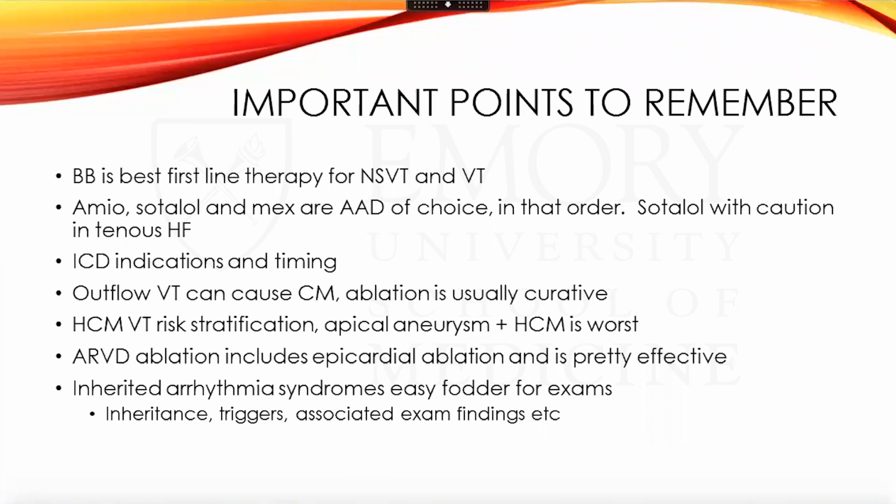Now, that doesn't mean you have to give large doses of Coreg, but if you want to give very small, 1 milligram IV doses of propranolol or a small amount of esmolol, I think that clearly is the best way to tackle VT, and it works a lot of the time. That's why it's our first line agent. It's just one that we often forget. Amio, sotalol, and mexiletine are the antiarrhythmics of choice in that order. Sotalol with caution if you have tenuous heart failure.